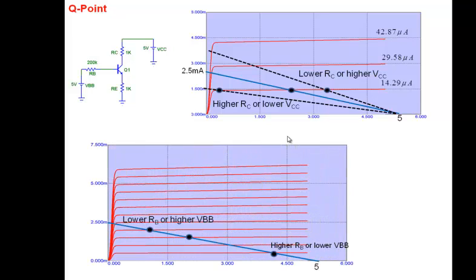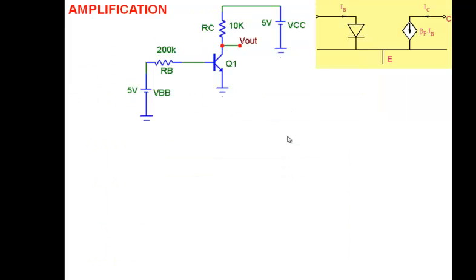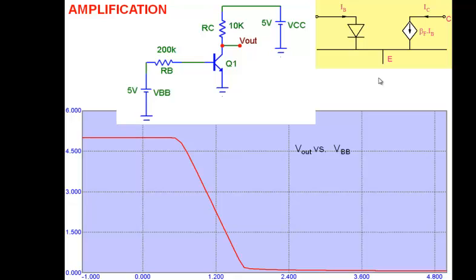Alright, so this is something that we've already seen. Okay, let's look at amplification then. How does a bipolar transistor amplify? This curve is important. Let's understand why I get a characteristic like this. So I have a circuit like this that you see here.